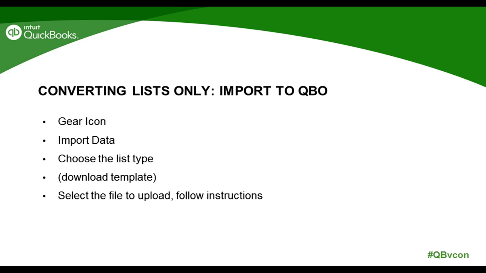So then if we're going to import just those lists only, we need to import all of that good stuff into QuickBooks Online. We're going to go to the gear icon, and then from that gear icon, we're going to choose Import Data. So there's 4 types of lists that we can import. We can import a chart of accounts. We can import our products and services or items. We use those pretty much interchangeably. We can import our customers and our vendors.